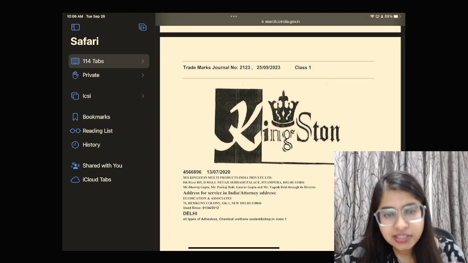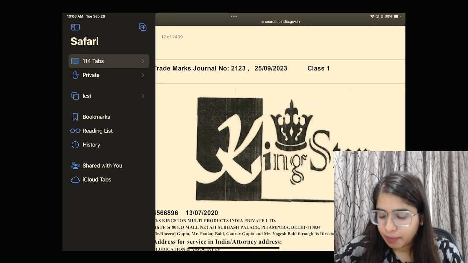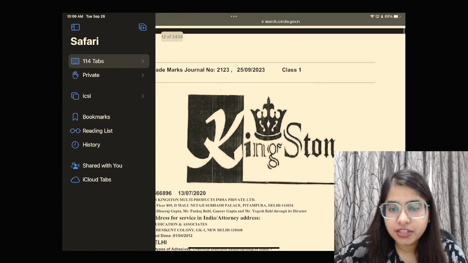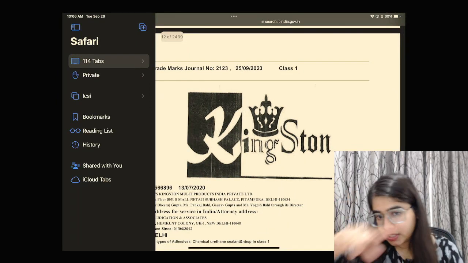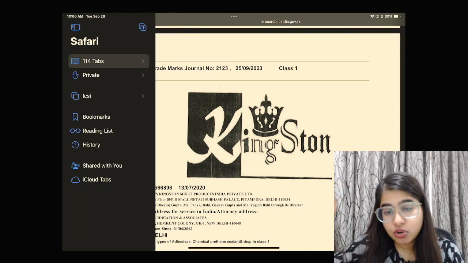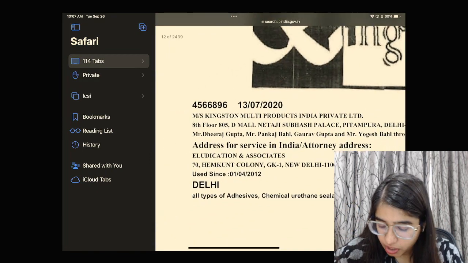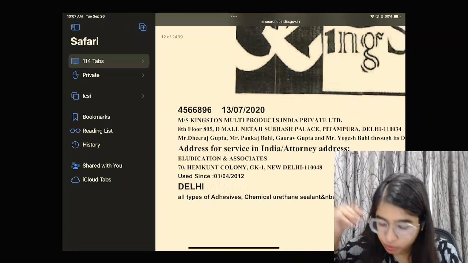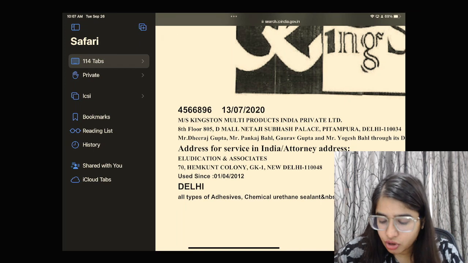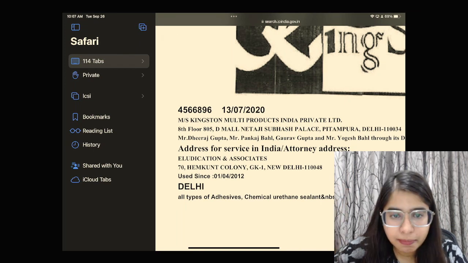Kingston. Some person has applied to register the trademark of this Kingston. This image you are seeing, this logo you are seeing, someone has applied to register this logo as a trademark. Now you can see the details here. Who has applied? Mr. Kingston Multi Products India Private Limited has applied for this.